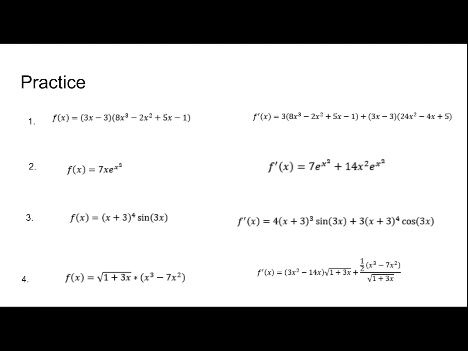So for this answer, I actually forgot to put the 3 after the second part, so it should be 1/2... actually it should be 3 halves, so 3 over 2 times (x cubed minus 7x squared) over the square root of 1 plus 3x, and that's because I forgot to multiply by the 3, which is inside the square root. So I apologize for that, but we should have 3 over 2 times (x cubed minus 7x squared) over the square root of 1 plus 3x.